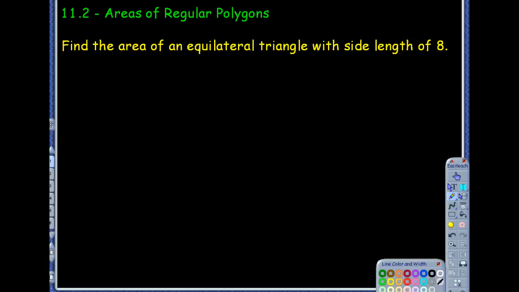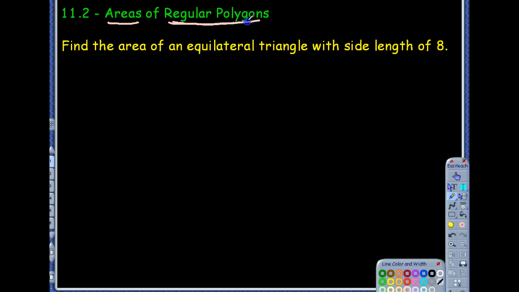11.2 is going to start talking about this idea of area, which we're going to spend quite a bit of time in chapter 11 on. You're going to see stuff with the angles we talked about in 11.1. But notice the title. It's going to focus on a certain type of figure that we're finding the area of. It says finding the area of a regular polygon.